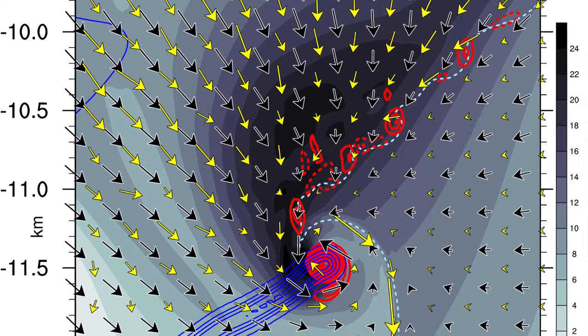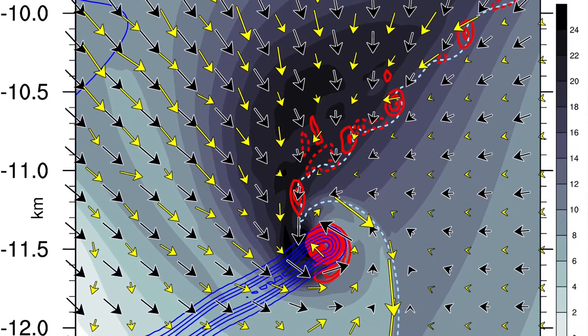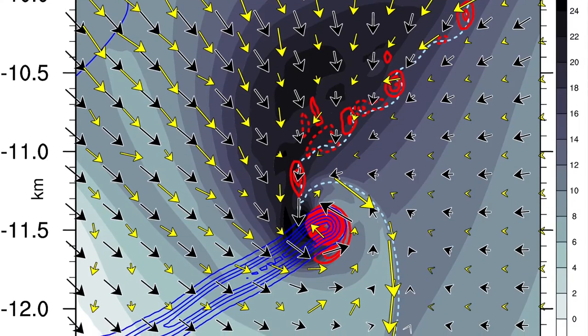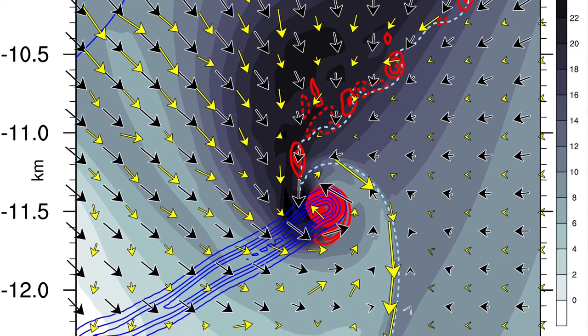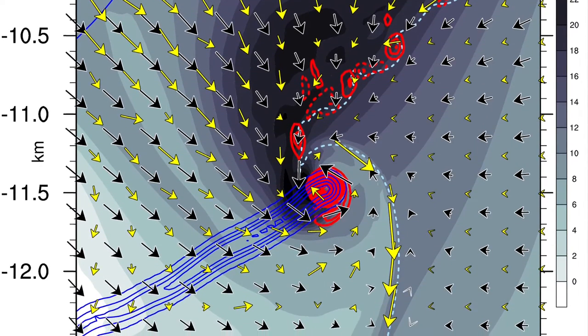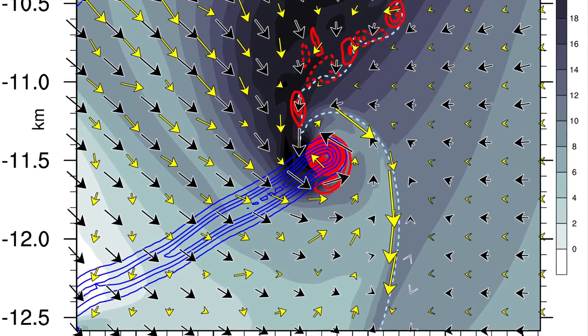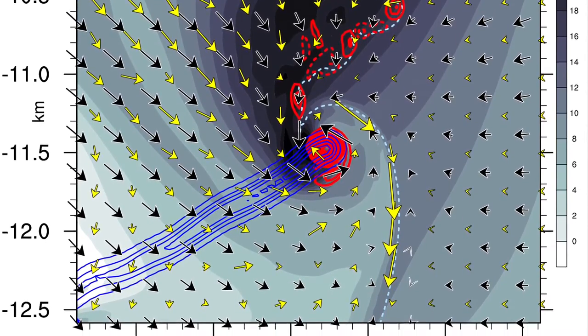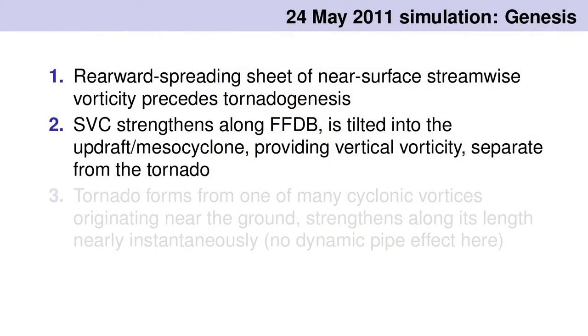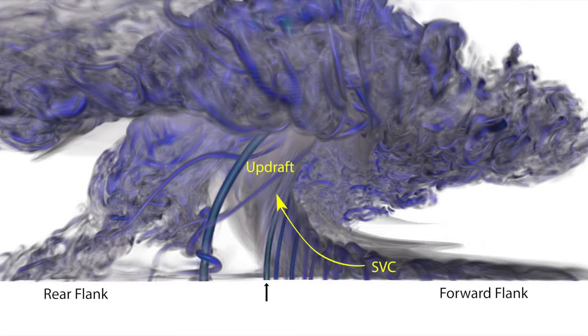This blue is the pressure trace of the tornado. So this is shortly after the tornado's formed. This red is vertical vorticity. Red is positive. So these are little mesocyclones that are moving along the forward flank downdraft boundary, and they're basically merging with the tornado, and it's gathering all this vorticity. That's part of what's going on. It's not all of it. We see this SVC, the streamwise vorticity current, strengthen along that boundary, and it's tilted into the updraft, providing vertical vorticity.